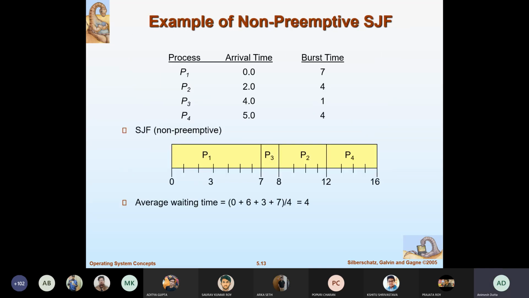Now, if you see this algorithm, we discuss the non-preemptive nature of SJF. Once a process is given to the CPU, it is in the CPU till its execution is completed. Similarly, once P3 is in the CPU, it is in the CPU till it gets executed. P2 is in the CPU, it will be in the CPU till it gets executed. Like this way.